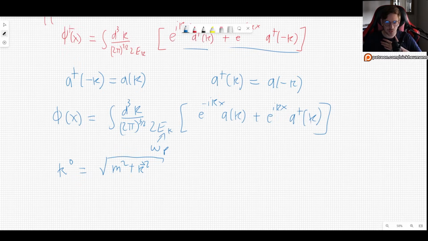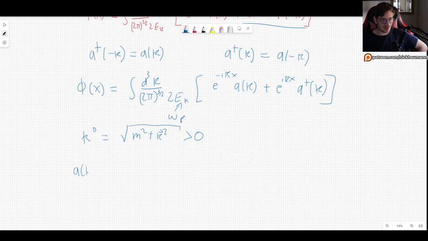So that means that this expression is positive. And that also means that k0 actually depends on the k vector. So in reality, a of k and a dagger of k only depend on the k vector, not on the time part, right? Because that one also depends on it. So for that reason, it is customary that we define a of k over the square root of 2k0. So this is simply convention, right?